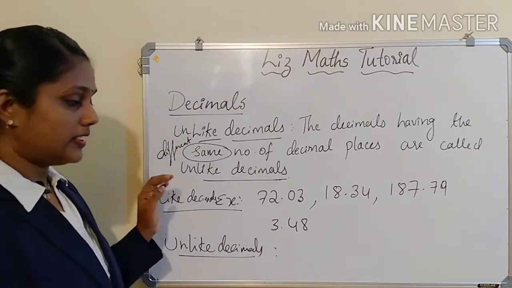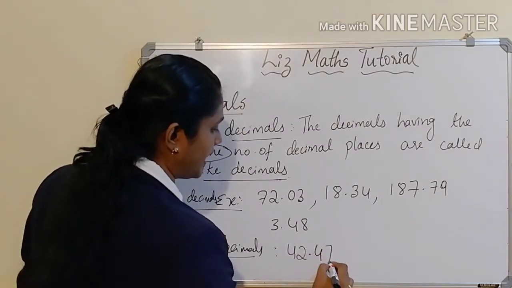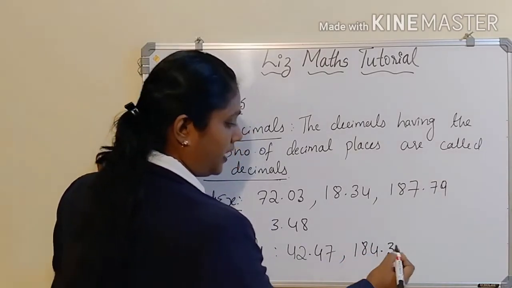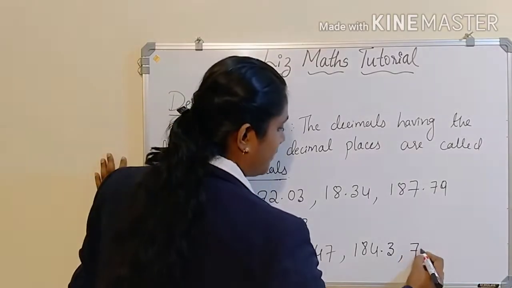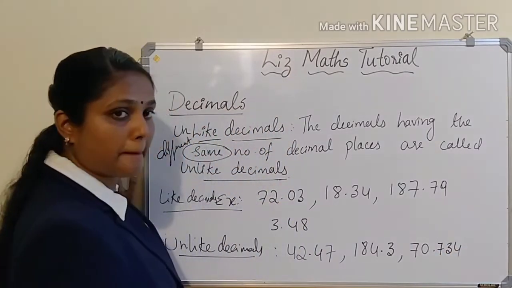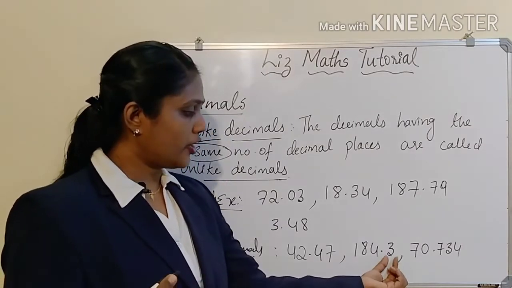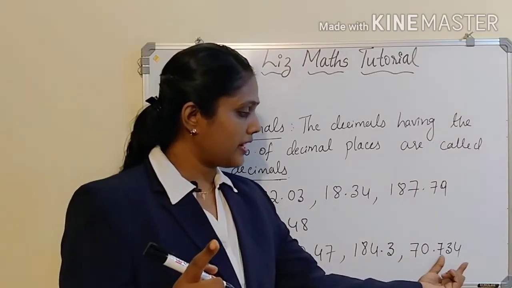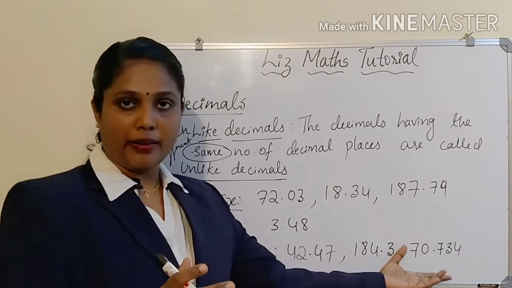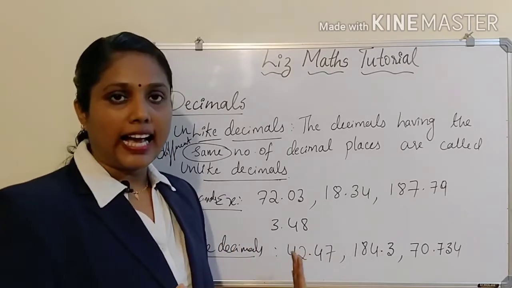What are unlike? See here: 42.47, 184.3, 70.734. Can you find the decimal places? Here you can find 2 places, here only 1 place, and here 3 places. So they are different, not the same as one another. So these are called unlike decimals.